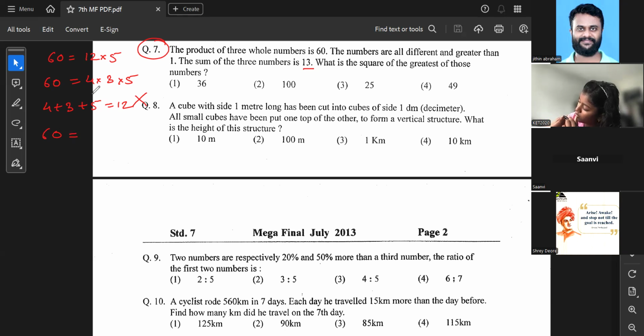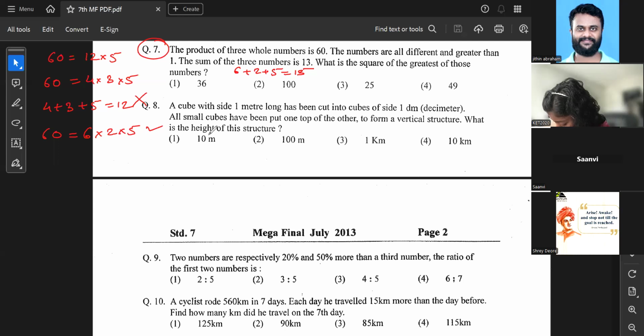60 can be broken as, instead of 12 into 5 like this, I can break 12 in another pattern, that is 6 into 2 into 5. Now 6 into 2 into 5, let me check whether the sum is going to match. 6 plus 2 plus 5 is 13. Yes, it is 13. Since it is matching, yes, these are my numbers.